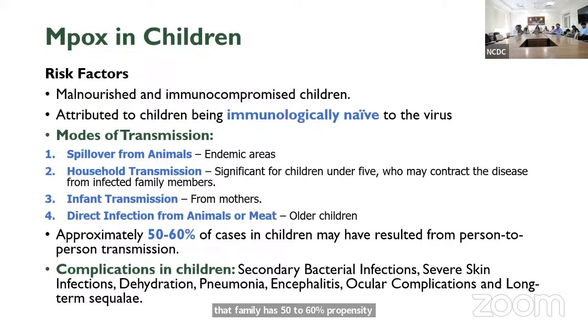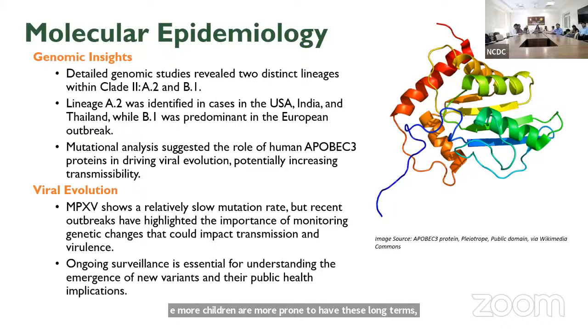That means if a family has an infected case, the children living in that family have a 50 to 60% propensity of getting infected. But children, due to limited immunity, are more prone to secondary bacterial infections, severe skin infections, dehydration, pneumonia, encephalitis, ocular complications, and long-term sequelae or other complications due to the disease.